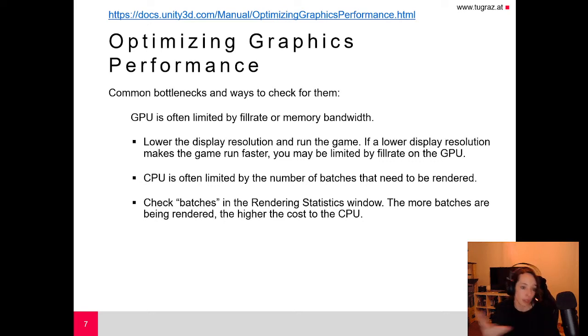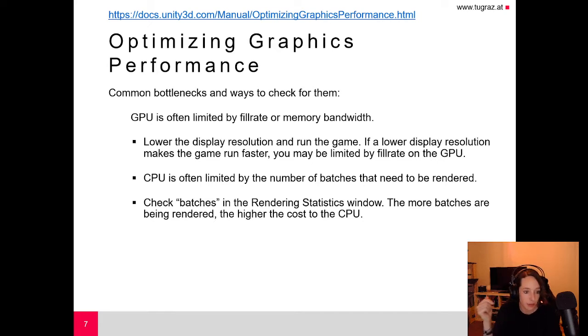There are common bottlenecks and ways to check for them. So often the GPU is limited by fill rate or memory bandwidth. What you can do, and this is probably the way to a solution for many of us, whether we are developing or playing games, is lower the display resolution and run the game. If a lower display resolution makes the game run faster, you may be limited by the fill rate on the GPU. This is a good way to find this out.